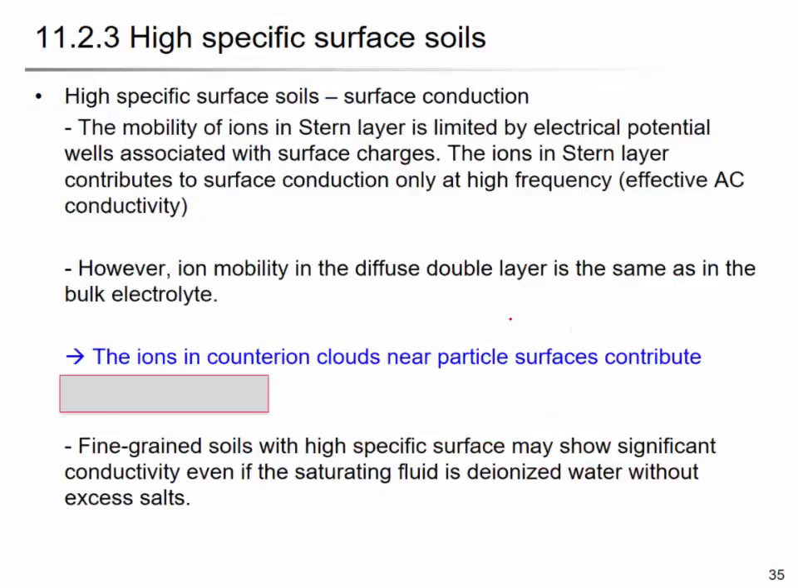Then, so this is the explanation about surface conduction. The mobility of the ions in the Stern layer is limited, so you have only the ion mobility in the diffuse layer. So ions in the counter-ion clouds near the particle surface contribute to the surface conduction. And this is denoted as sigma.